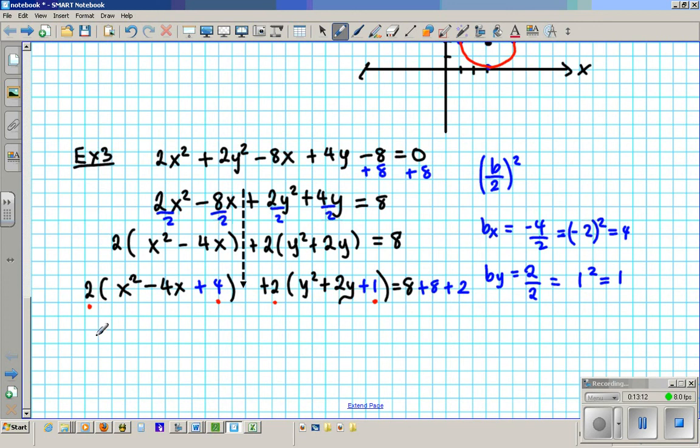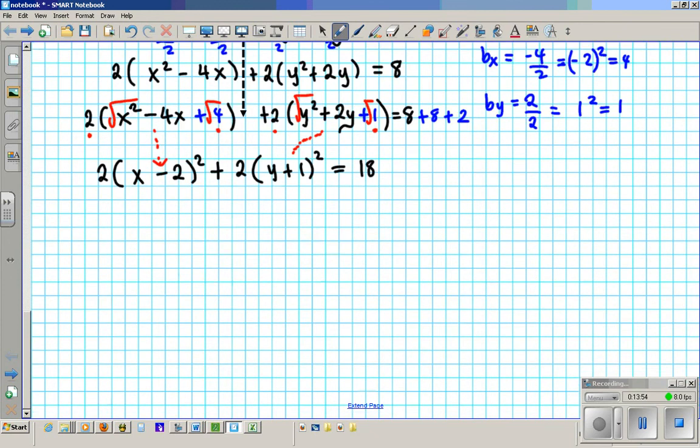Alright, so to factor this, bring down the 2. You're going to root the first and the last. Root this, bring down the middle sign. Okay? X minus 2 quantity squared plus, bring down the other 2. You root the first and the last. Root the first, root the last, bring down the middle sign. So it's going to be y plus 1 quantity squared equals 8 plus 8 is 16 plus 2 is 18.